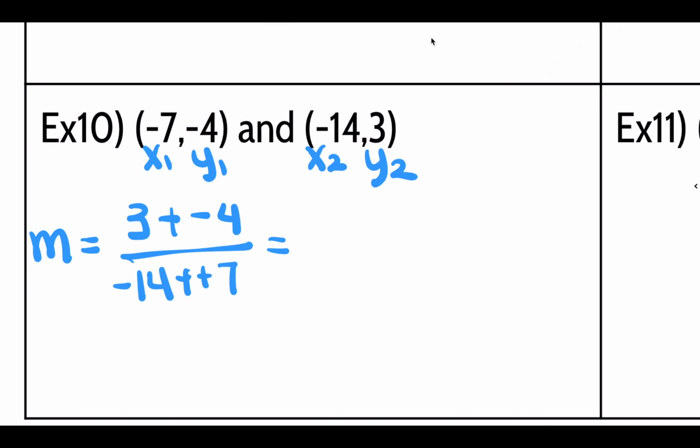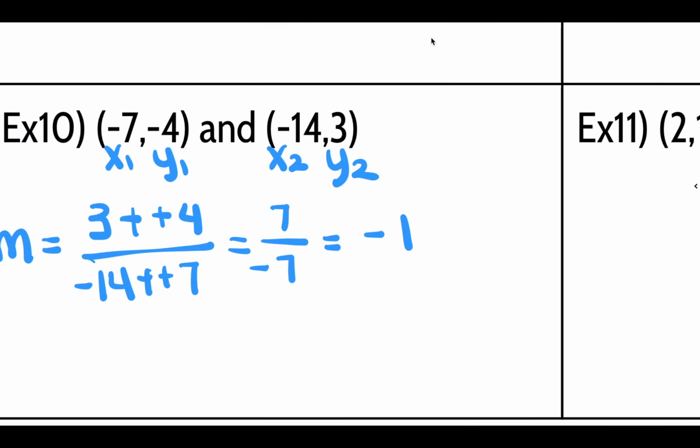So we have 3 plus 4, which is 7. Negative 14 plus 7, which is negative 7. 7 over negative 7 just turns into negative 1. So make sure you're reducing your fractions. Okay? In your calculator, if you type this in, it will reduce for you. So that's why I've been talking about you guys using them and knowing how to use them, understanding how to use them, because it's a tool to help you.